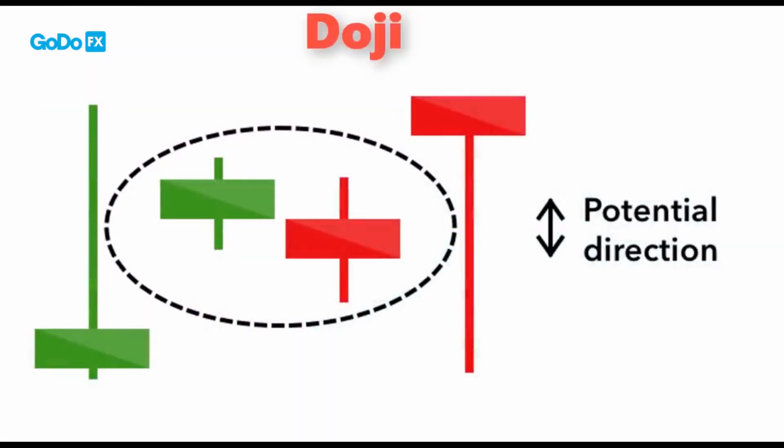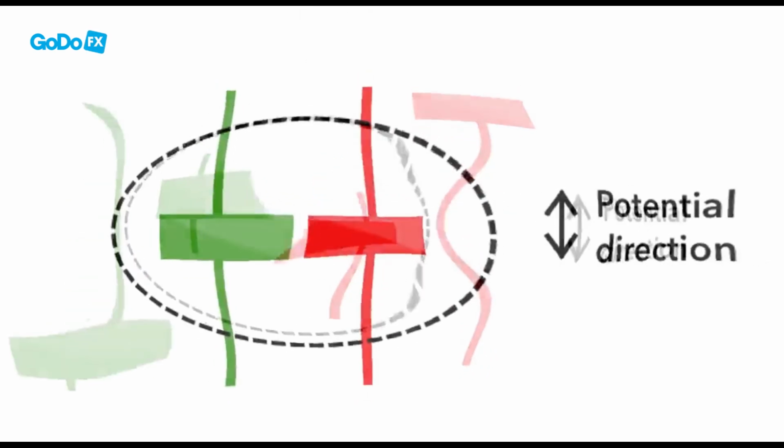Doji. When a market's open and close are almost at the same price point, the candlestick resembles a cross or plus sign. Traders should look out for a short to non-existent body, with wicks of varying length. This pattern conveys a struggle between buyers and sellers that results in no net gain for either side. Alone, a doji is a neutral signal, but it can be found in reversal patterns such as the bullish morning star and bearish evening star.